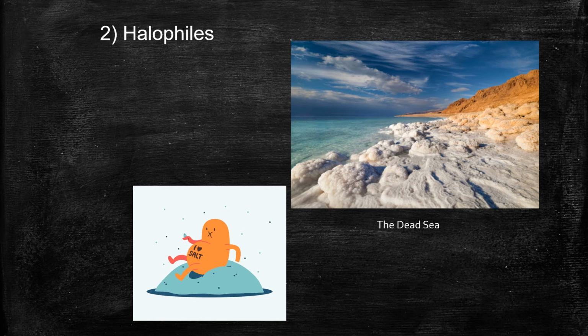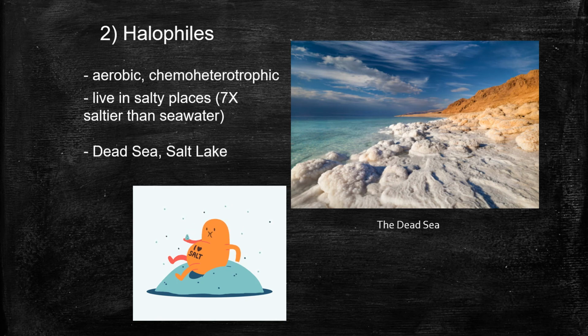The second type is a halophile. Halophiles are aerobic, so they do require oxygen, and they are chemoheterotrophs. They tend to live in very salty places, because halo meaning salt, phile means they love salt. So they live in very, very salty places, like the Dead Sea, 7 times saltier than regular seawater. And this is where the halophiles live.